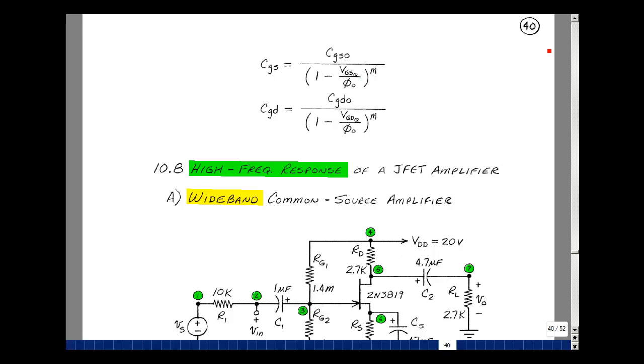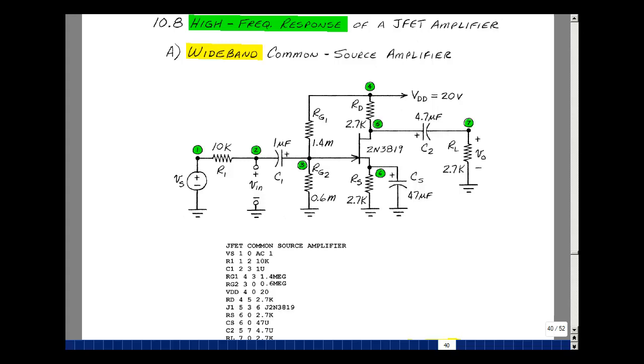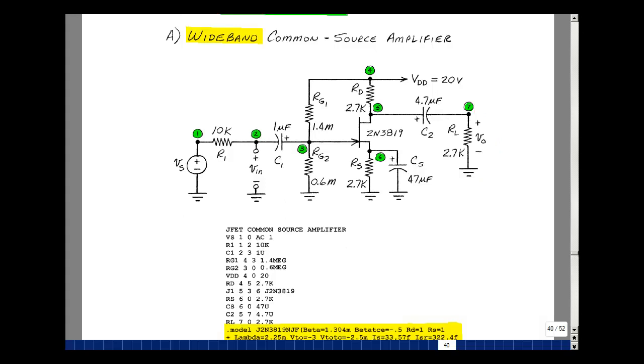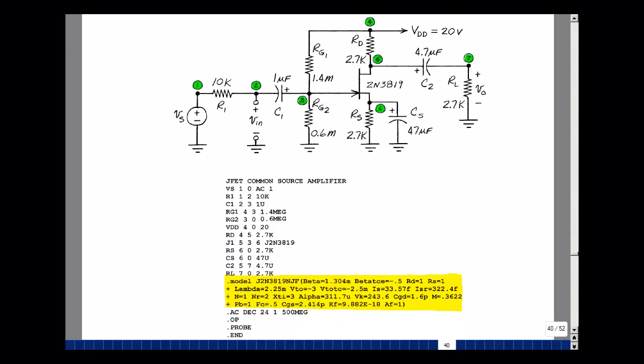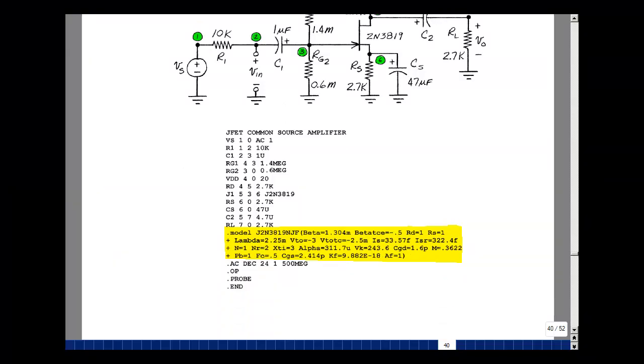Now let's take this model into an amplifier. What's shown below here is a common source amplifier where my input voltage is node 2 and my output voltage is node 7. I wrote the file just like we did for the BJT example. Let's take a look at the details of that. But then what I've added is this more extended model for the 2N3819. I'm going to plot this from 1 Hz to 500 megahertz with about 200 points, or 24 points per decade.